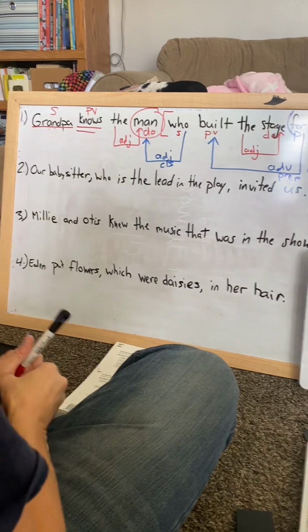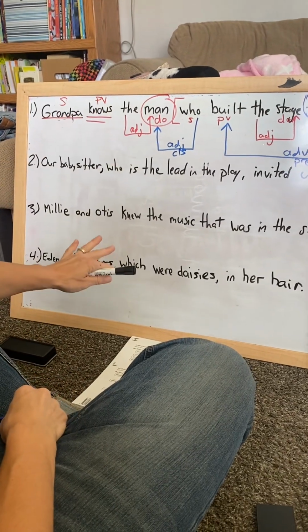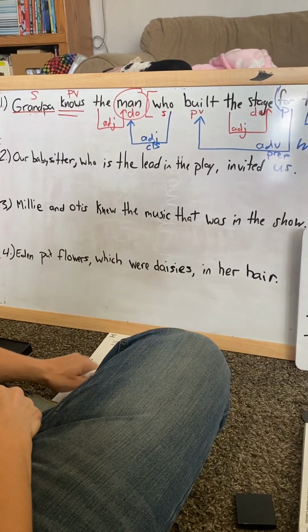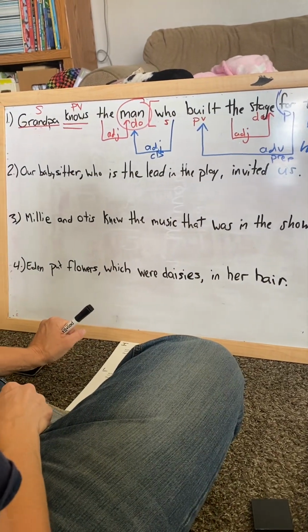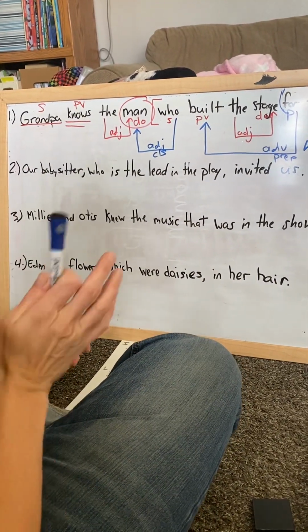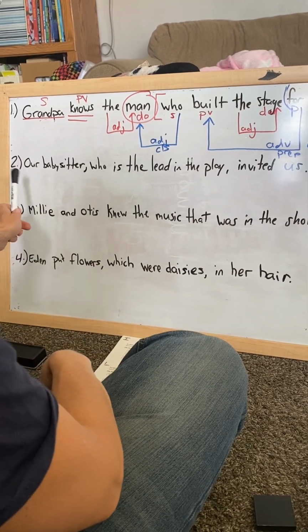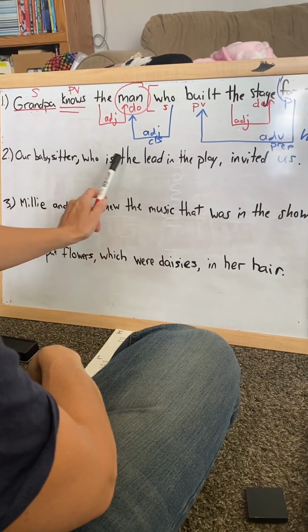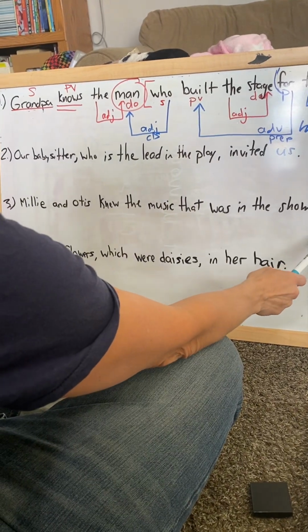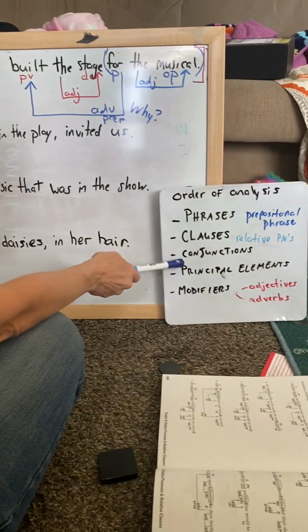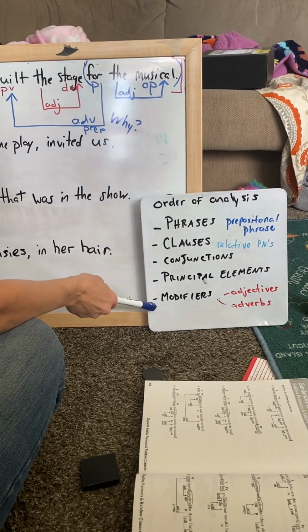Okay. First, we're going to go through and analyze all these, and then we'll diagram them. Yeah, we won't diagram all of them, but we'll diagram most. So our next sentence: our babysitter, who is the lead in the play, invited us. Our order of analysis, say it with me: phrases, clauses, conjunctions, principal elements, modifiers.